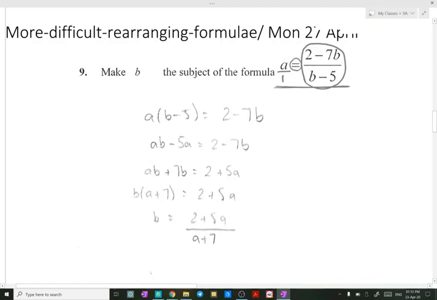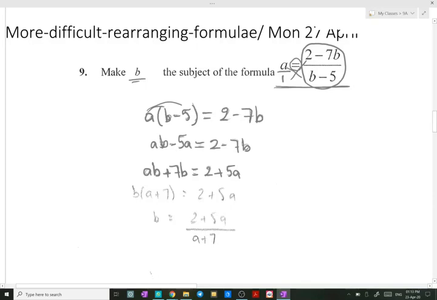Since we have an equal sign, we can cross multiply. Therefore we multiply a by b minus 5, which is equal to 2 minus 7b. Then we expand, so we get a times b minus 5 times a equals 2 minus 7b. We need to have b as the subject, therefore we collect b on one side. So we move 7b to the other side and we change its sign. And we move minus 5a to the other side, and it becomes 5a.